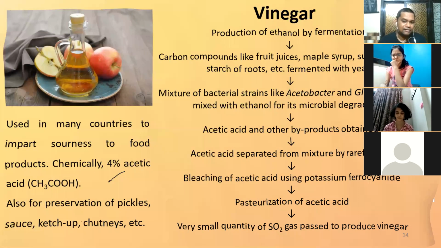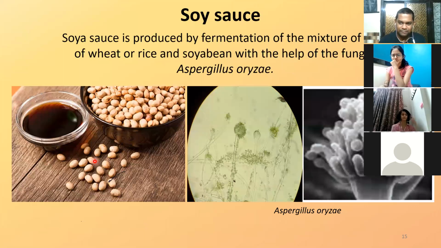After vinegar, there is soy sauce. Okay? So soy sauce we are just seeing ये soybeans है. Okay? So soy sauce is produced by fermentation of the mixture of flour of wheat or rice and soybean. कि मतलब गेहूं का आटा या फिर चावल का आटा इसके साथ सोयाबीन को मिक्स करते हैं and that becomes the base which is fermented. And that fermentation is brought about with the help of a fungus called Aspergillus oryzae.